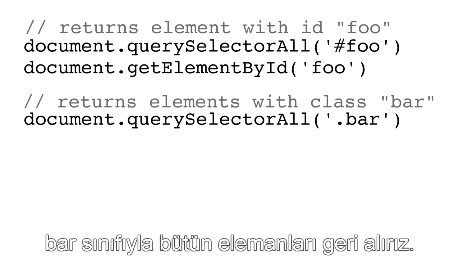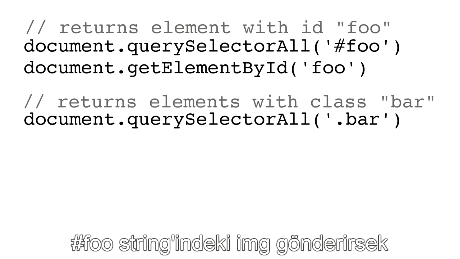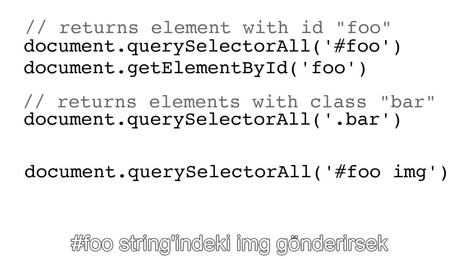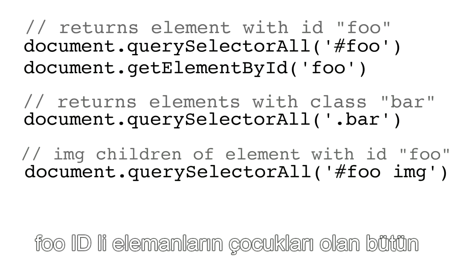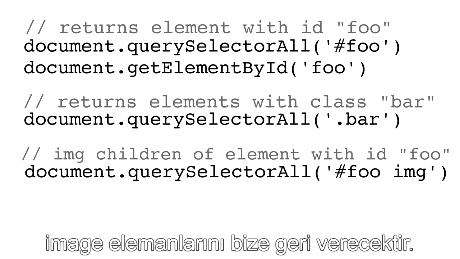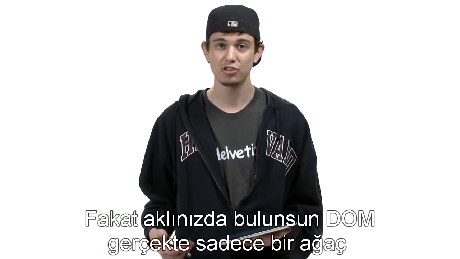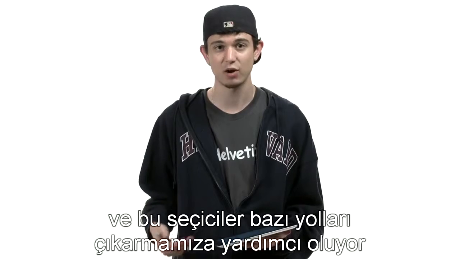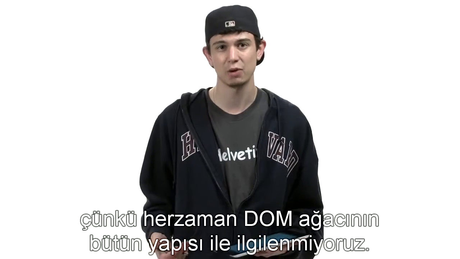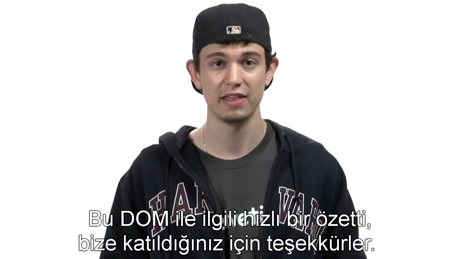So we can also combine CSS selectors. So if we pass in the string "#foo img", that's going to give us back all of the image elements that are children of the element with the ID foo. So as you can see, by combining selectors, we have some really powerful search capabilities. But under the hood, the DOM is really just a tree, and these selectors allow us to abstract that away to some degree, because we don't always care about the entire structure of the DOM tree. So that was a quick overview of the DOM, and thanks for joining us.